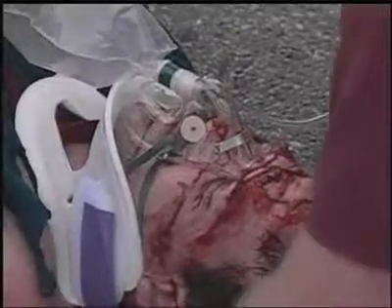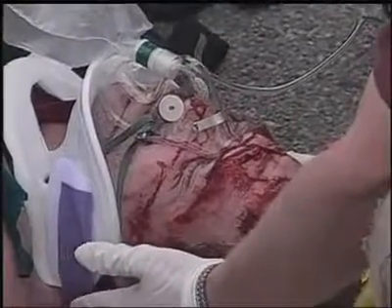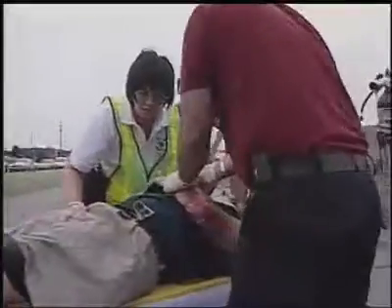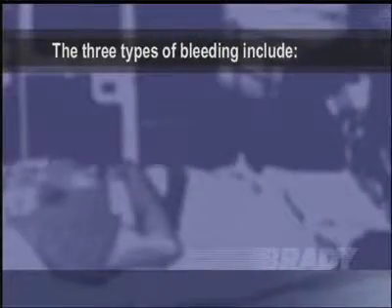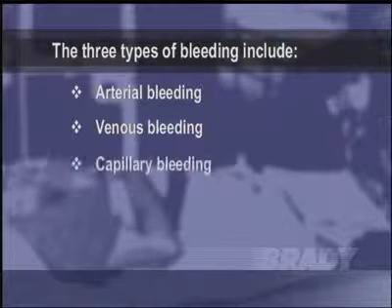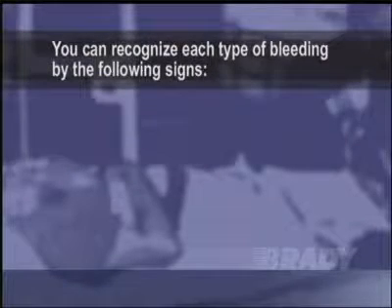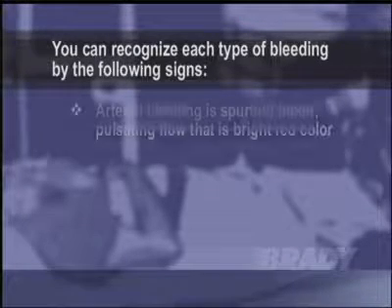Other signs of shock include thirst, dilated pupils, and cyanosis around the lips and nail beds. Bleeding may be external or internal. The three types of external bleeding include arterial bleeding, venous bleeding, and capillary bleeding. You can recognize each type of bleeding by the following signs.